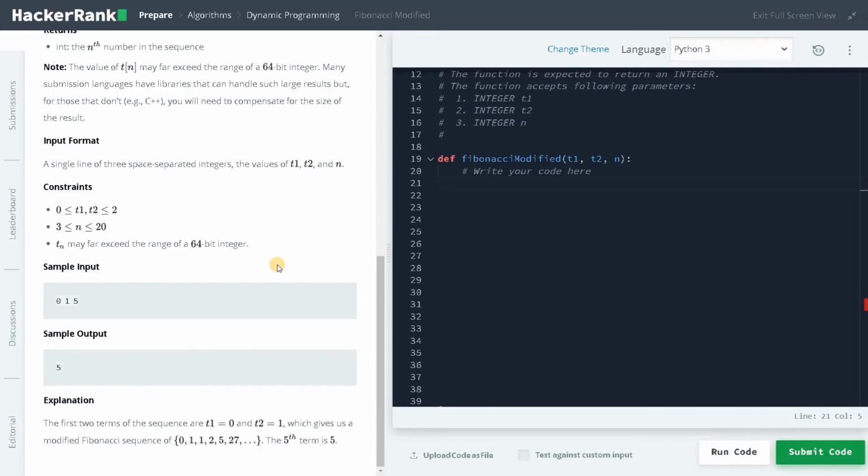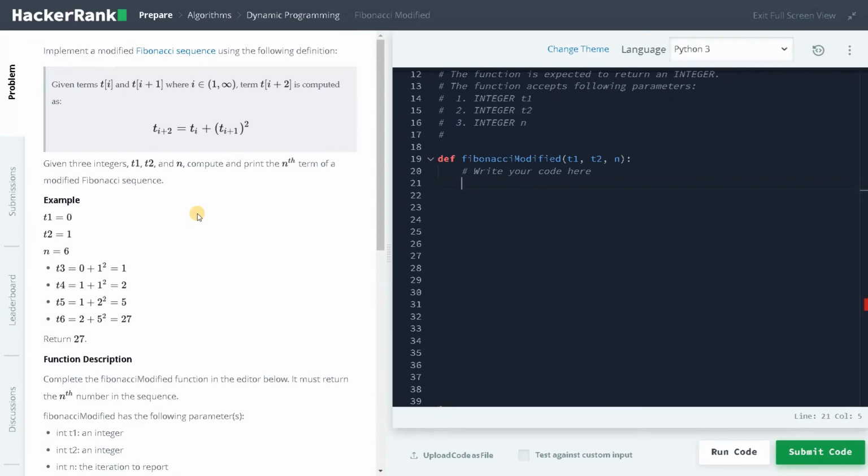Let's just directly solve the problem. You guys would have already solved this as an easy problem. The only difference is we just have the square in the formula. So, for i in range of n minus 2. Why are we using n minus 2? Because we already have t1 and t2. We don't need to find those again. That's why we are computing until n minus 2.